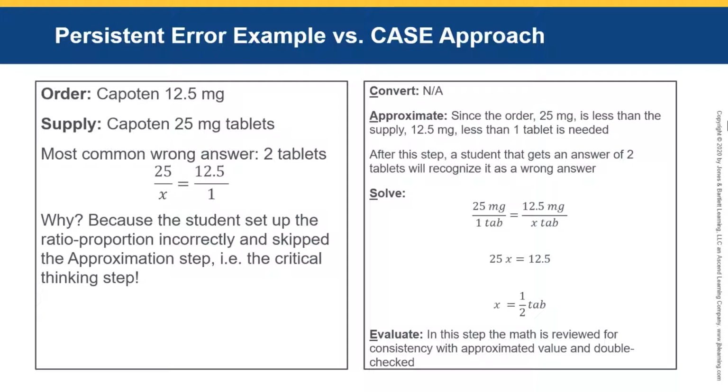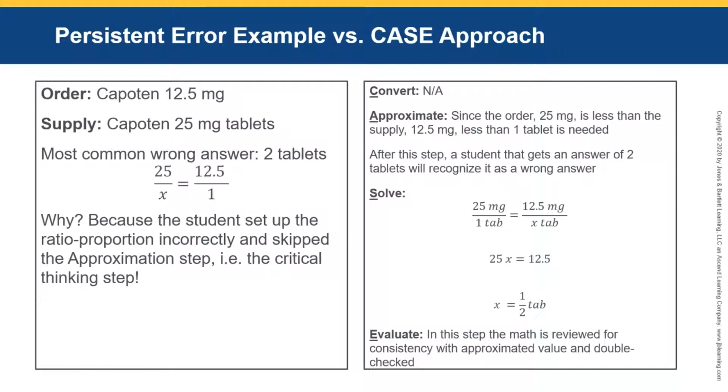What we show them on the right with Convert, Approximate, Solve, and Evaluate is that when you do your approximate step, you have to say to yourself, do I need more than the supply or less? Since my supply is more than the order, I need less than the supply, therefore my answer needs to be less than 1 tablet. So if they do that before they even set the problem up to solve it, and they get 2 tablets, they will say, wait a minute, that can't be right, because it's not consistent with my approximate step. And then the evaluate step is a double check.